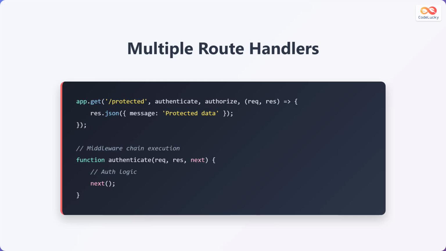function authenticate(req, res, next) { // authentication logic next(); } The authenticate function is a middleware that performs authentication logic. Calling next within the middleware passes control to the next handler in the chain. This allows you to chain multiple middleware functions together to perform tasks such as authentication, authorization, and logging.